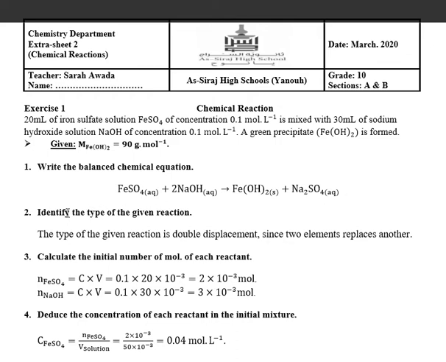In part 2, identify the type of the given reaction. It's a double displacement reaction. Why is it a double displacement reaction? It's between two compounds where two elements replace one another.